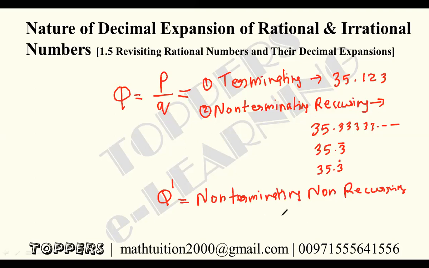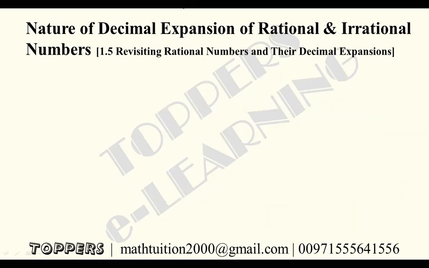So 35.10110110034 like that. So it is not ending, not repeating. Different numbers are coming. So these are the two types of numbers, rational and irrational number, and their decimal expansion. So these are the things we are going to learn in detail in this topic. Fine.